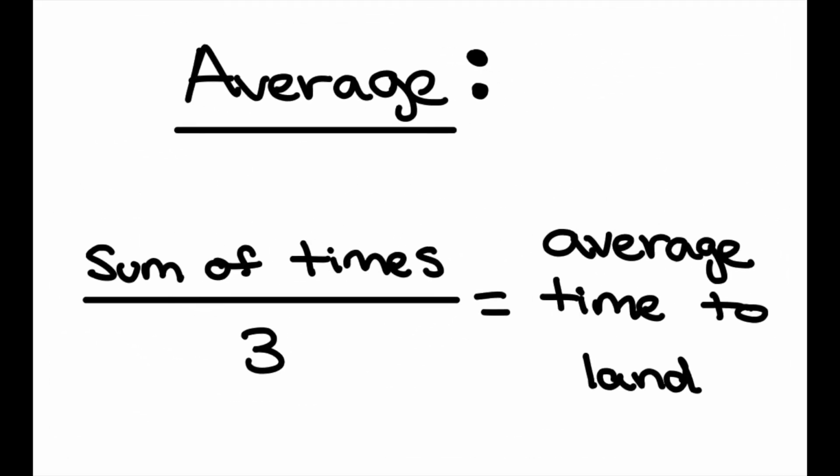Since you will be testing each parachute 3 times, it is important to cover the foundation of how to calculate the average. The average will be calculated by adding all of the times it took for the parachute to reach the ground and dividing it by 3. Once you do that, you'll get the average time to land for that parachute.